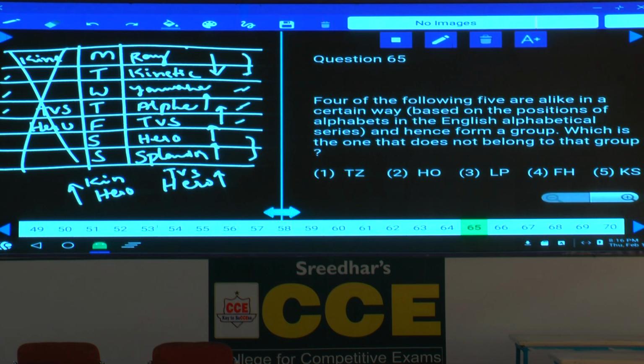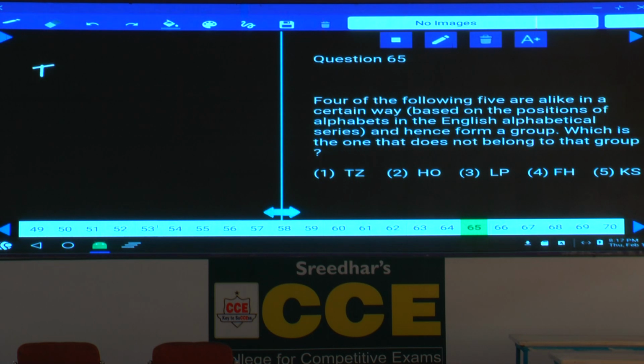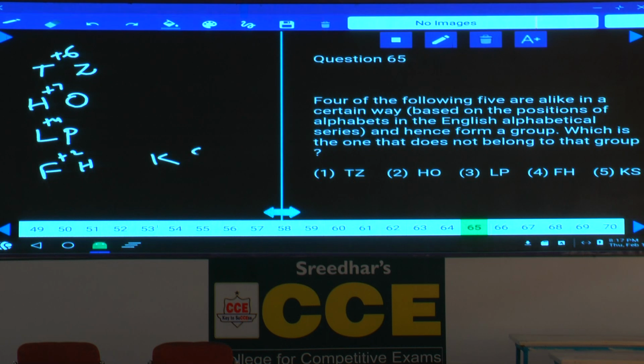Then 65, 4 of the following 5 are alike, that means it is an odd man out. Now T and Z. What is the difference between T and Z? The value of T is 20, Z is 26. The difference between 20 and 26 is plus 6. Then H and O, H is 8, O is 15, 8 plus 7 is 15. L and P, L is 12, P is 16. The difference between these two is plus 4. F and H, the difference is plus 2. K and S, K is 11 and S is 19, here the difference is 8.